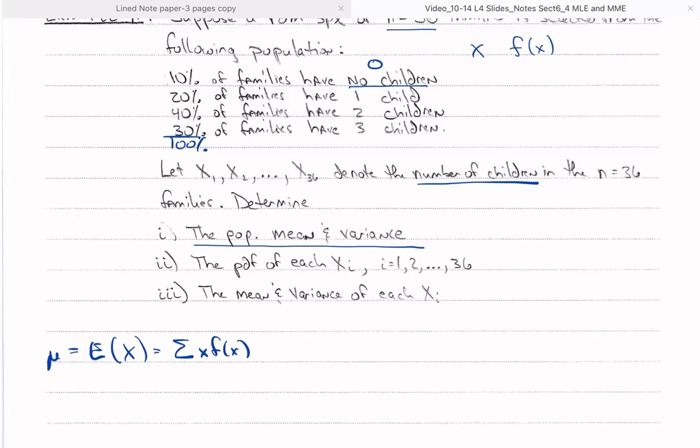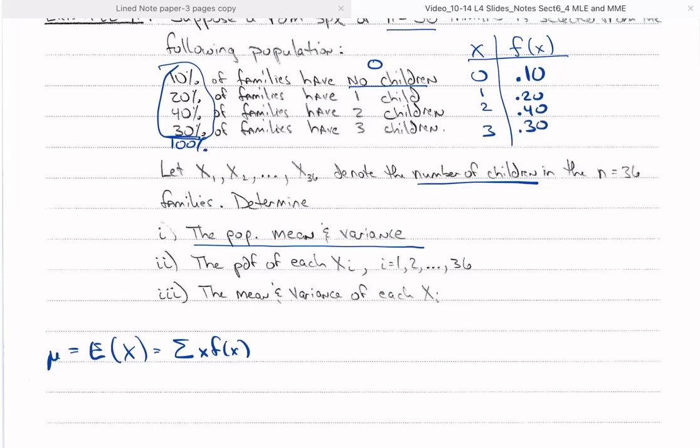I can do that this way, maybe. So we have 0 children, 1 child, 2 children, and 3 children. Using this as the estimate of the probability, we would have 0.1, 0.2, 0.4, and 0.3. If we add these up, we get 1.00, or 100%.